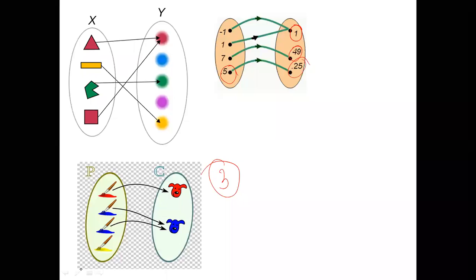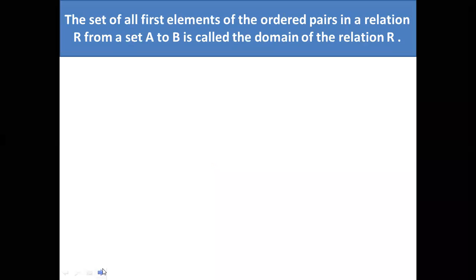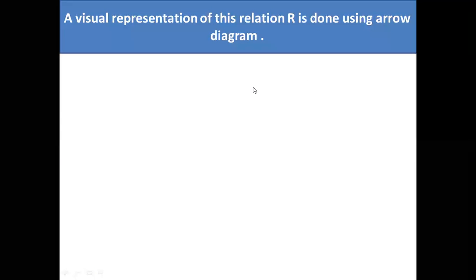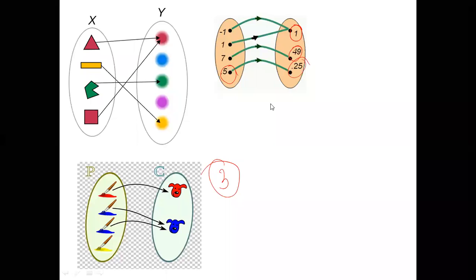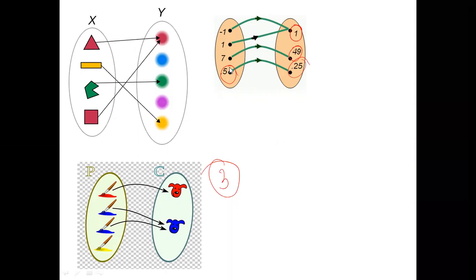I hope now you know how to identify the relation. Now you have something to study. A visual representation of this relation is done using an arrow diagram. As you can see in the previous slide, I had shown this diagram. You can see arrows in this diagram. This is called an arrow diagram.